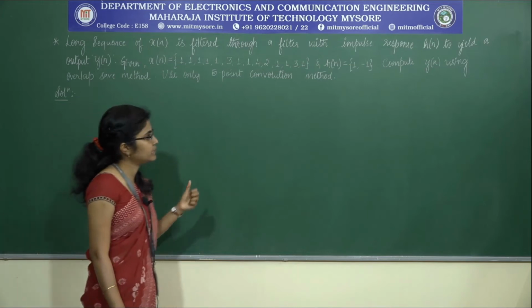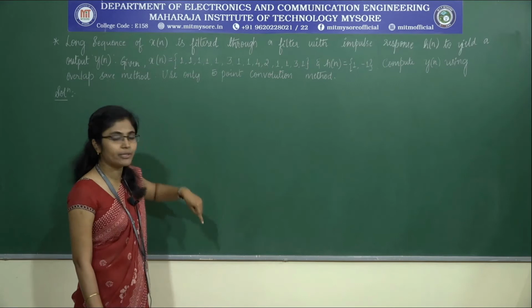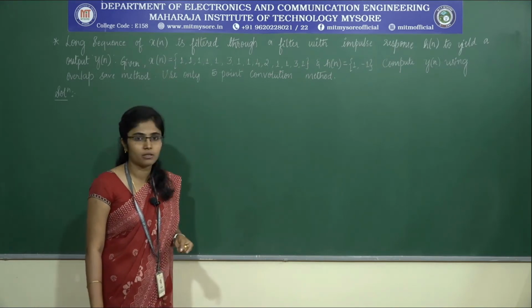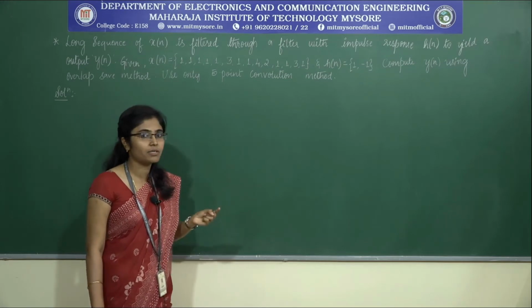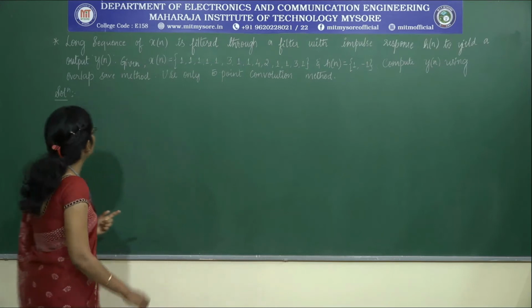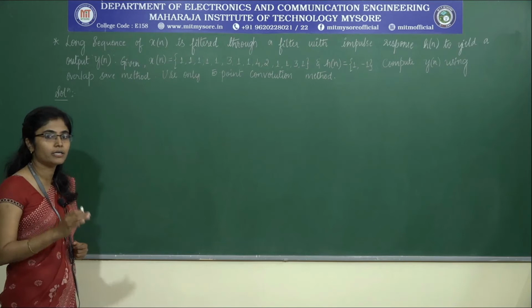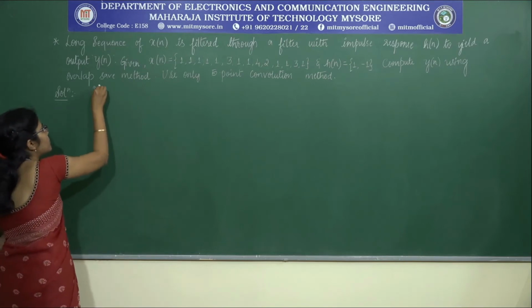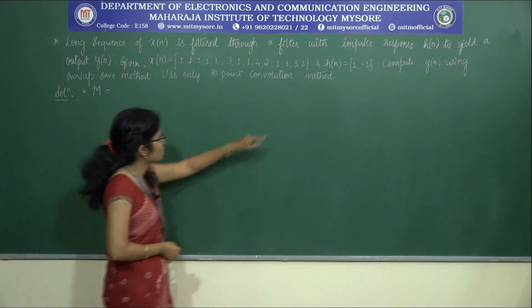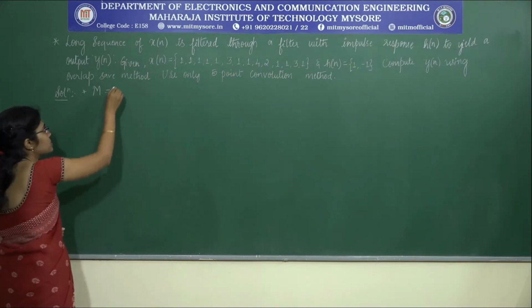Okay. In the previous problem, they did not indicate that we should use only the 5-point convolution method. But in this problem they have indicated. So that is the difference between the first problem and the second one. Okay. Now the first step, we always find the length of h of n and tabulate it as capital M. So what is the value of capital M according to the given data? The length of h of n is 2, we have only 2 samples, so the value of M is 2.